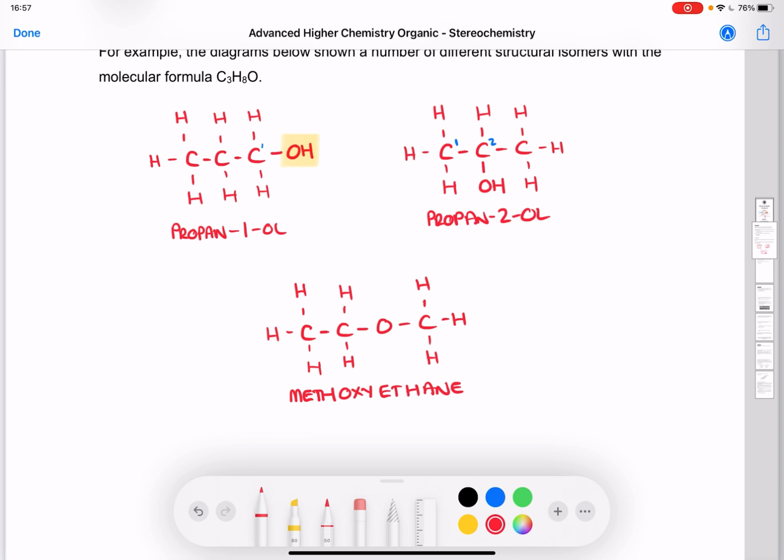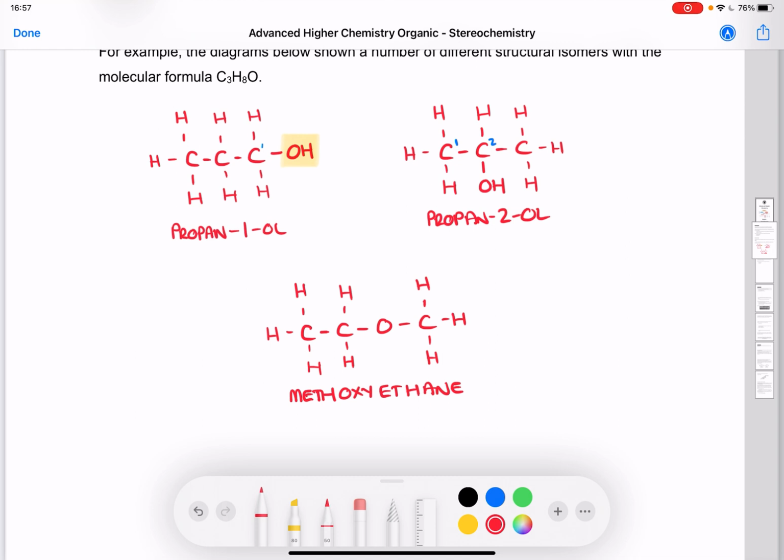Okay, now, when looking at our three different isomers, our first two, propan-1-ol and propan-2-ol, will have very similar chemical properties. They won't have identical chemical properties, but they will be similar. So you would expect their melting and boiling points to be similar. You would expect their solubility to be similar. But they aren't the same. For example, propan-1-ol and propan-2-ol do have different melting and boiling points.